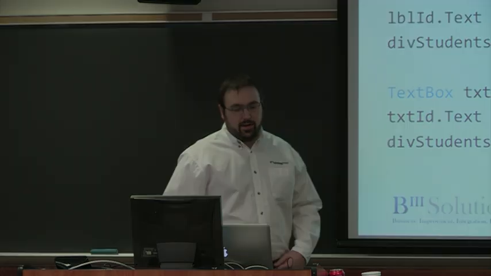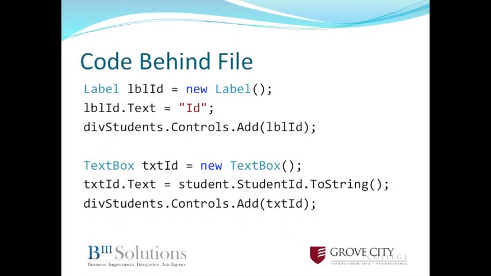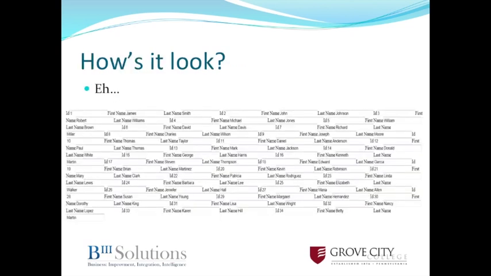And again, the code behind file. For the actual property name, we're just making a label. And then for the value in it, we're making a text box. And it should look really cool. And oh, well, it doesn't actually look that great. It's kind of strewn about there.